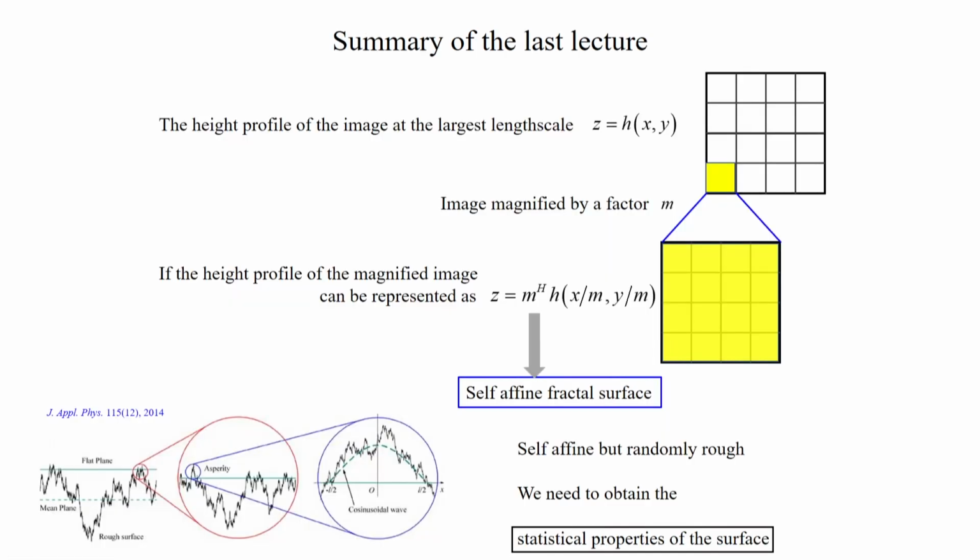So, we discussed in the last lecture that surfaces have a self-affine fractal structure, and that can be described by this definition: if you magnify the surface, then the magnified surface profile remains exactly the same as the original if you multiply it by this quantity, the magnification to the power h. H is the Hurst exponent. When H is 1, we have a self-similar surface; otherwise we have a self-affine fractal surface.